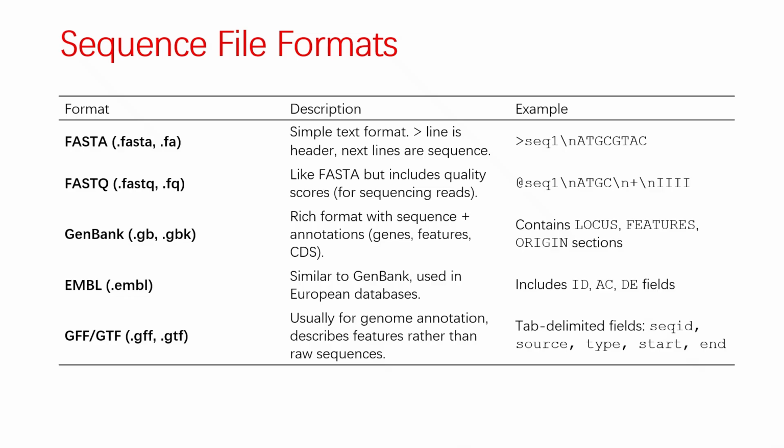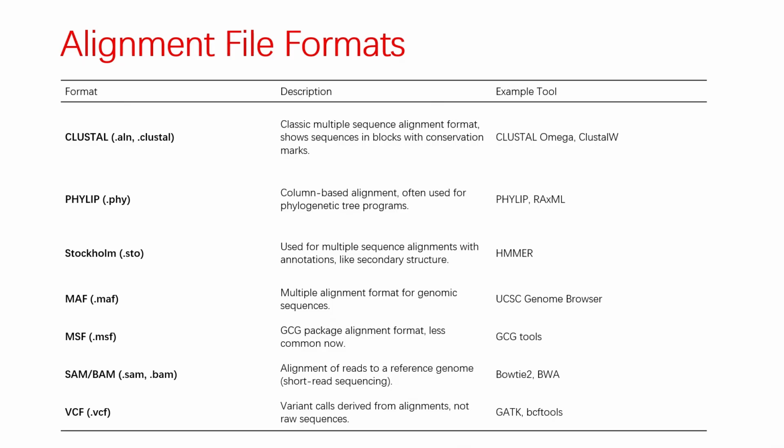PIR, a protein sequence format, sometimes used in older bioinformatics pipelines. In short, sequence formats are about storing the actual sequences and any useful annotations for analysis. Next, we have alignment formats. These store sequences that have been aligned to find similarities, conserved regions, or evolutionary relationships.